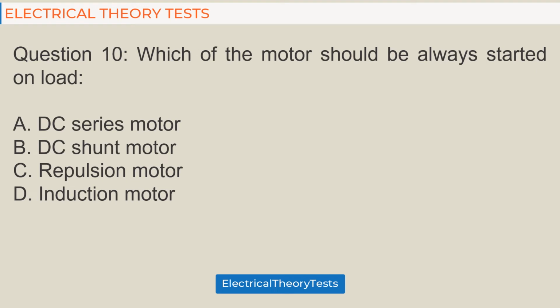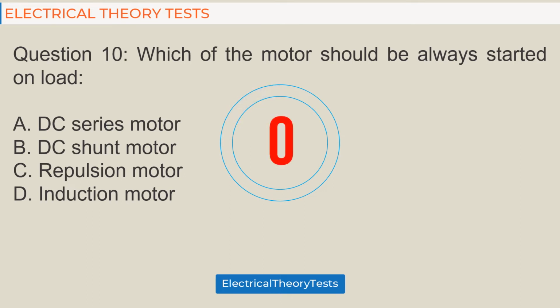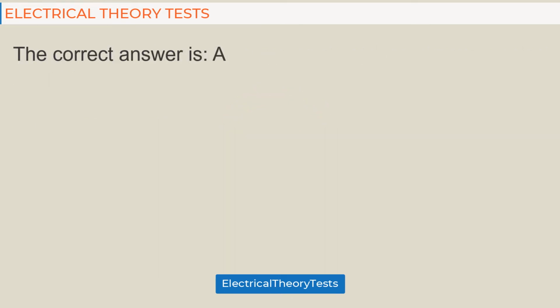Question 10. Which of the motors should always be started on load? A. DC series motor. B. DC shunt motor. C. Repulsion motor. D. Induction motor. The correct answer is A.